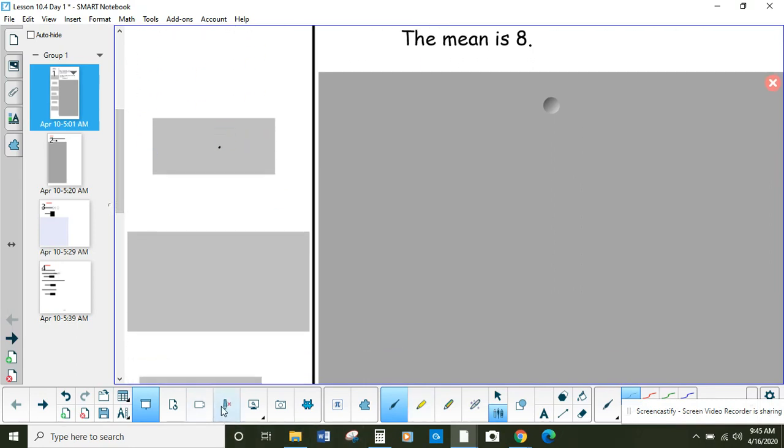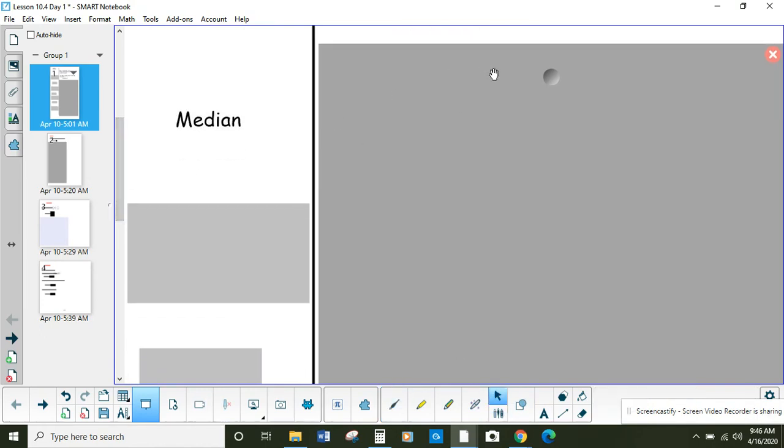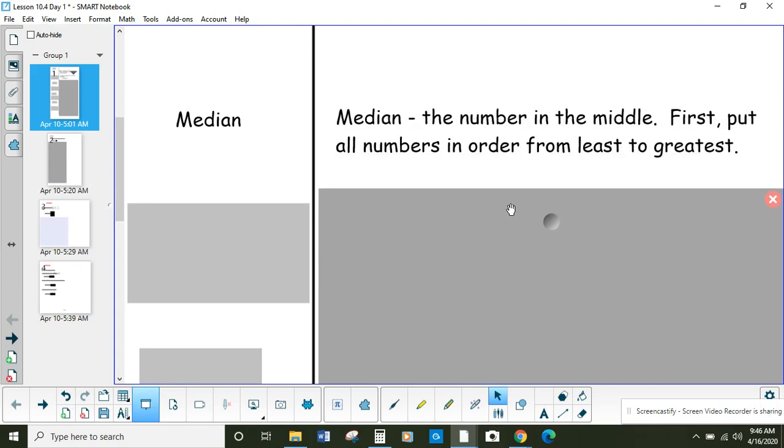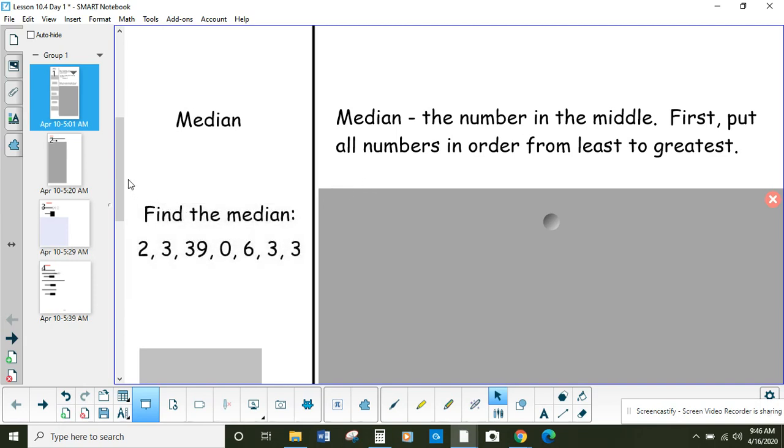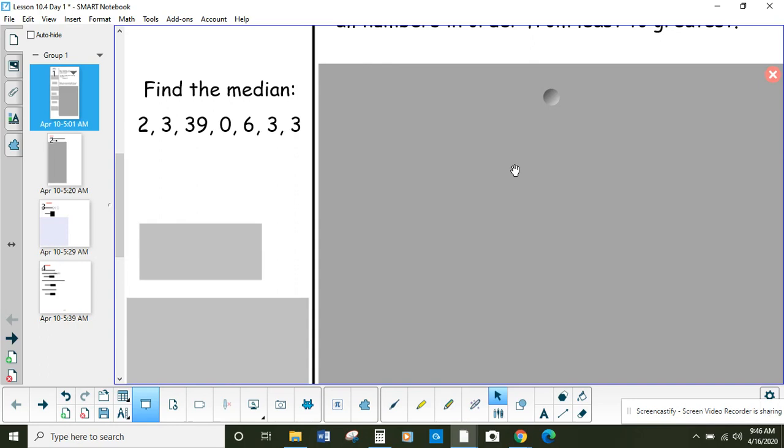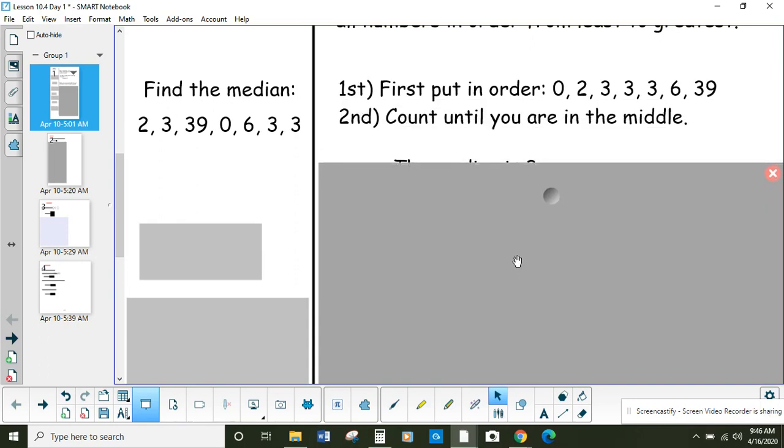Next vocabulary word we're going to talk about is the median. Median sounds like middle, doesn't it? And that's exactly what it is. It's the number in the middle. So to get the median, you're going to have to put all the numbers in order from least to greatest. And then whatever's in the middle, that's your median. It's that simple.